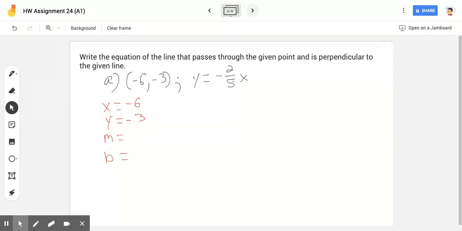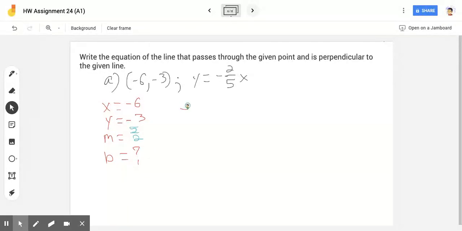But the slope that we want to make, fix that. The slope that we want to make needs to be the negative reciprocal of -2/5, which is going to be a positive 5/2. All right, we're looking to make the negative reciprocal because we're looking for perpendicular lines. Our b, I don't know yet. So let's go. Let's make it happen.